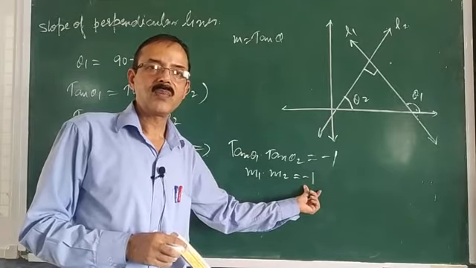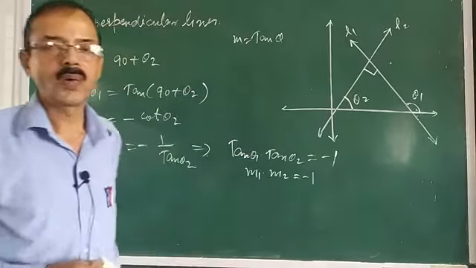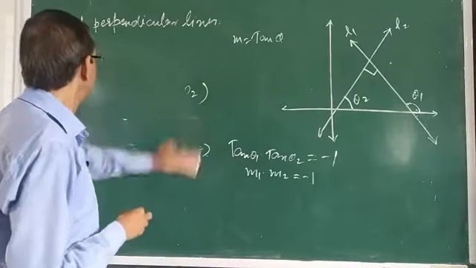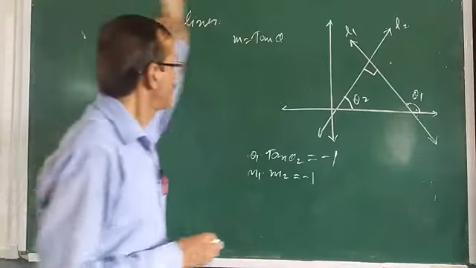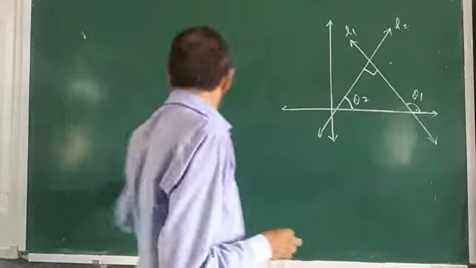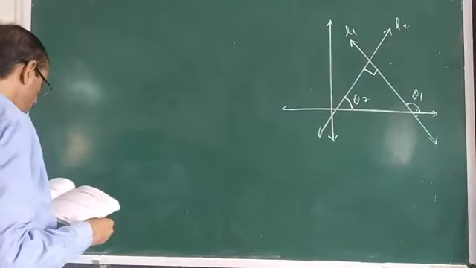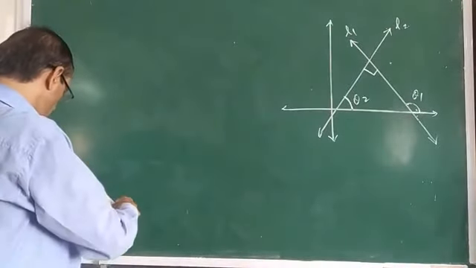But if two lines are parallel, their slopes will be equal. Okay? One example I want to present on this. Take one example to understand more about this. Now, the example I am taking is on perpendicular lines.